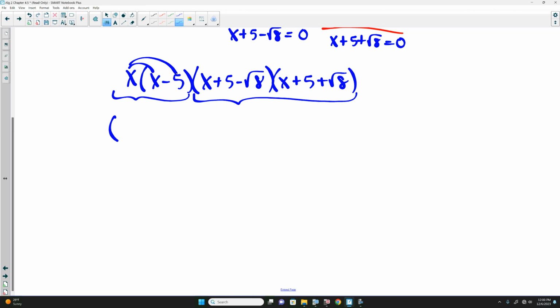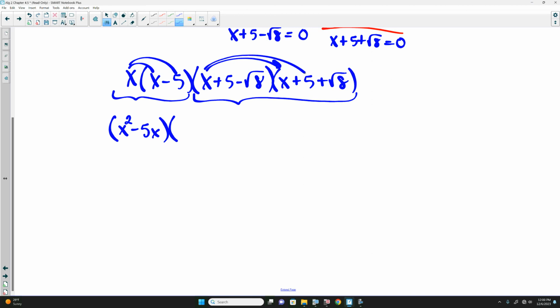So I'm going to do our x times x minus 5. Well, x times x is x squared. x times negative 5 is negative 5x. And well, that's it. And luckily for the first one, there are no like terms. So that's really going to be it for now.